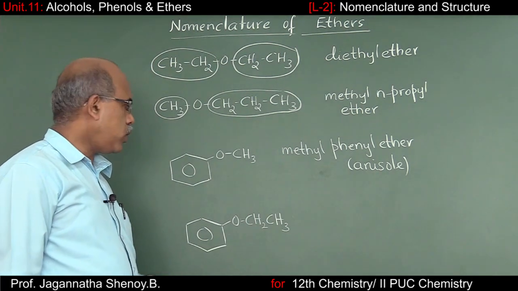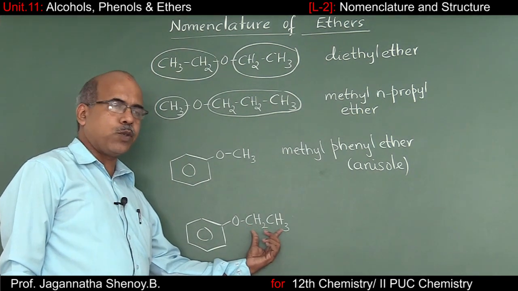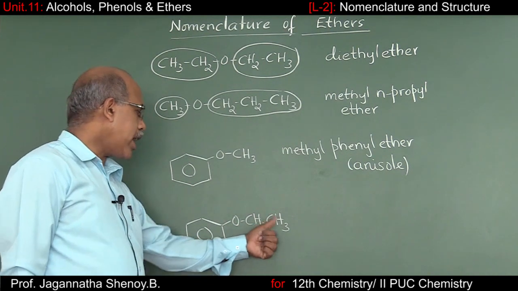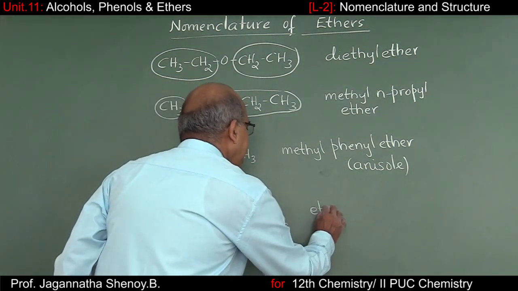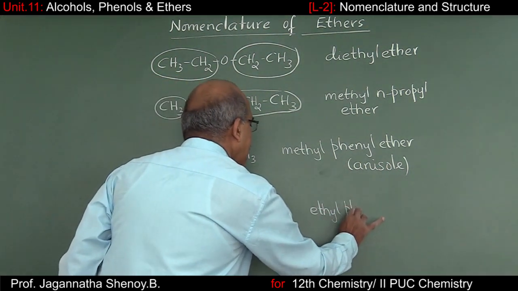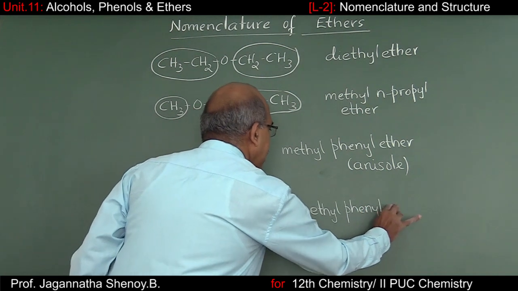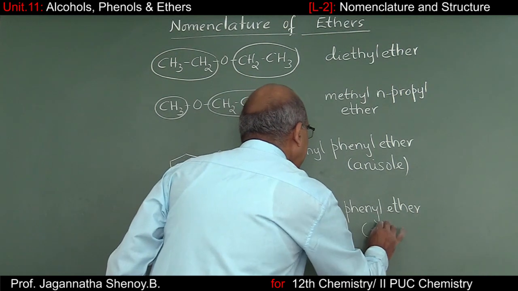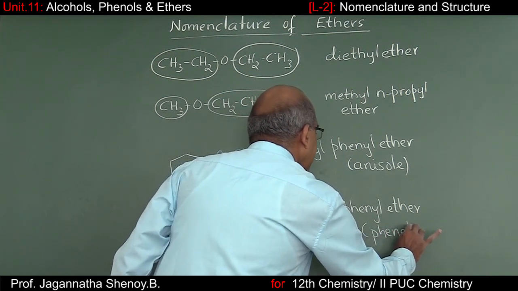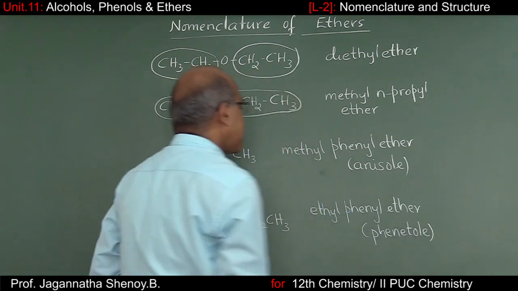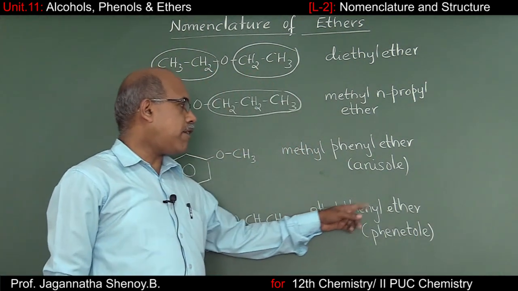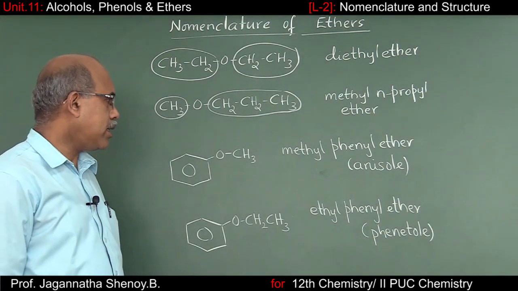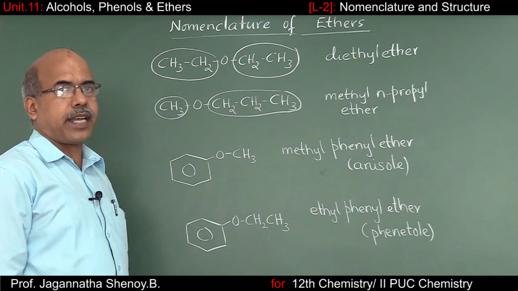Coming to this molecule, here we have an ethyl group, here it is a phenyl group. The common name of the compound should be ethyl phenyl ether. It has one more common name. It is called phenetol. Ethyl phenyl ether is also called phenetol. Right? Now, we will go to the IUPAC names.